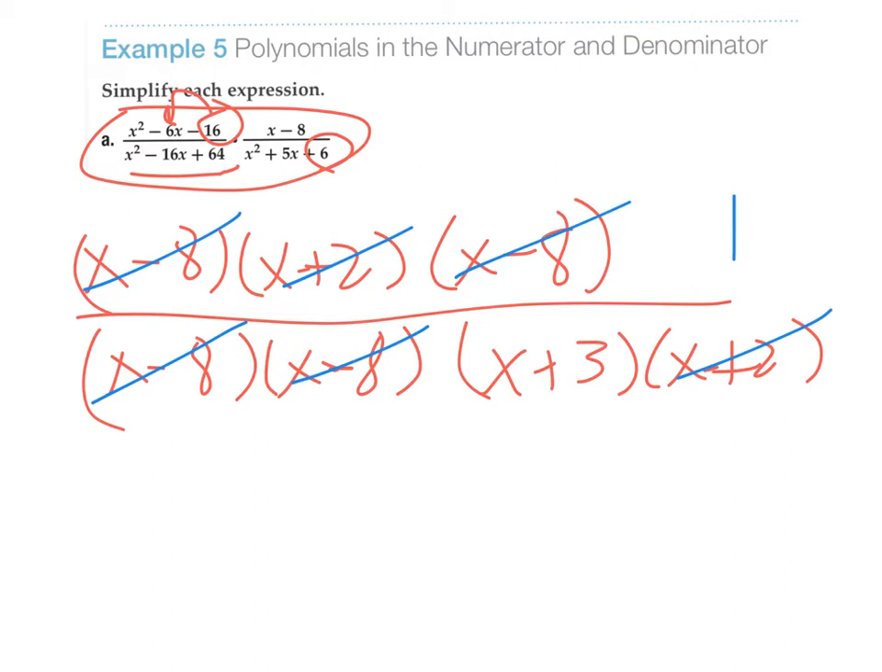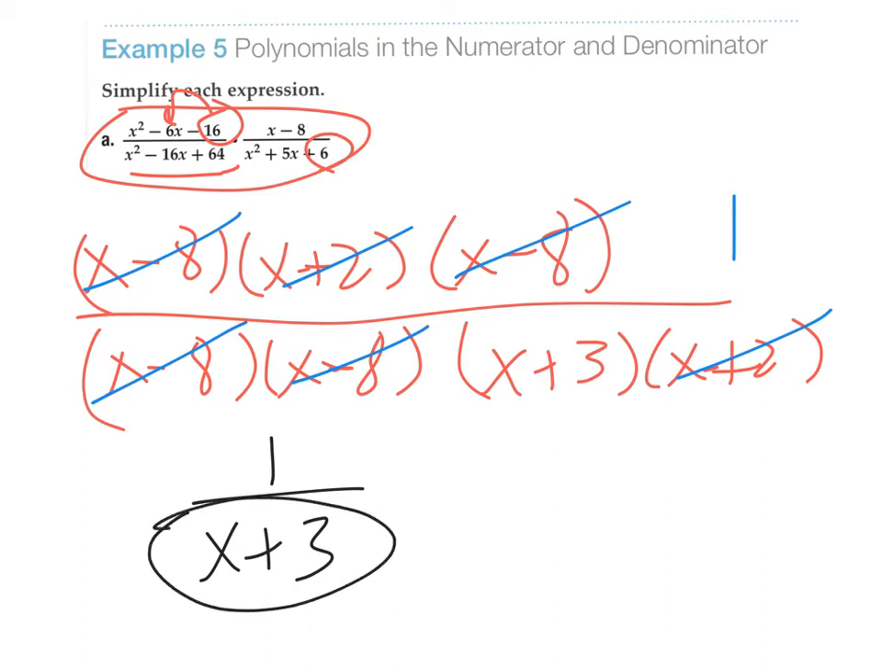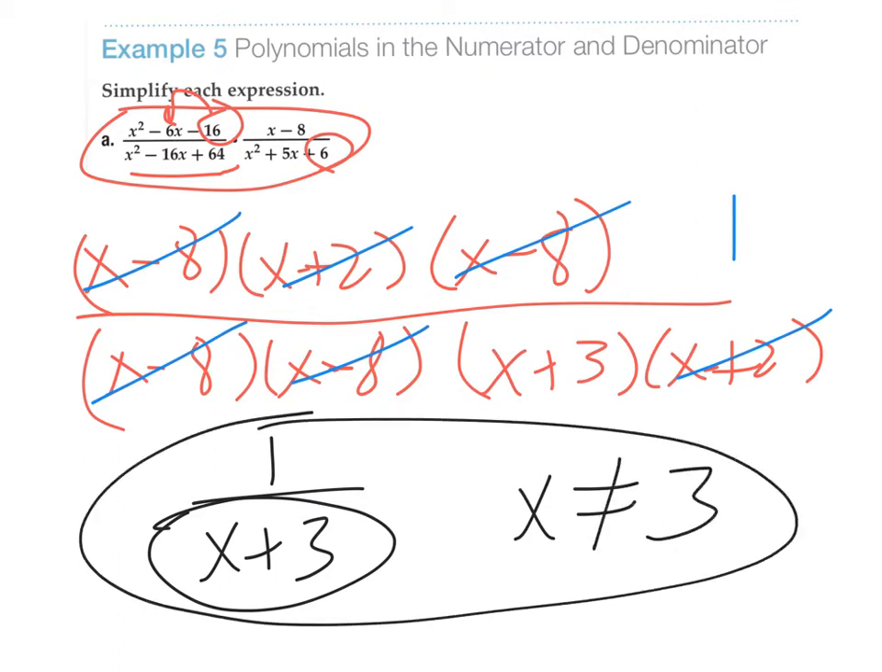And so we have an x plus 3 on the bottom. So our answer ends up as 1 over x plus 3. And because we have a denominator with variables, we need to also write that x cannot be 3. And so here is our answer.